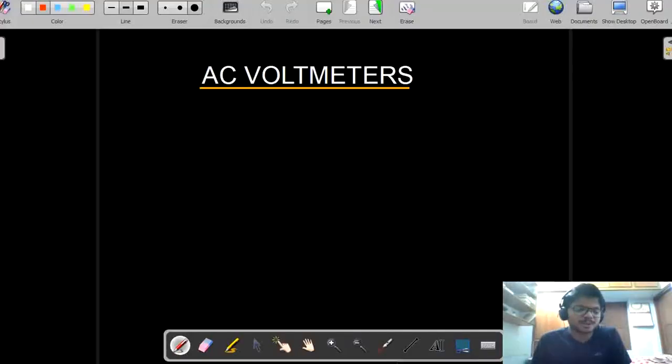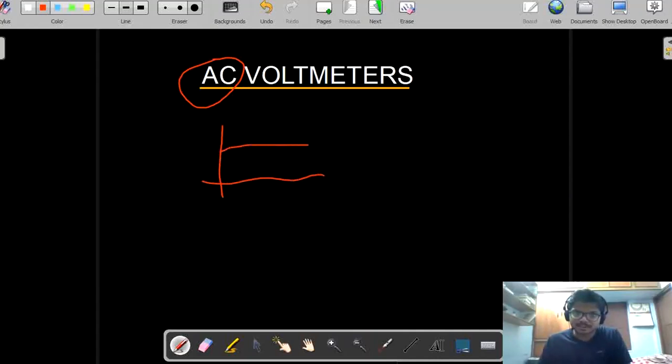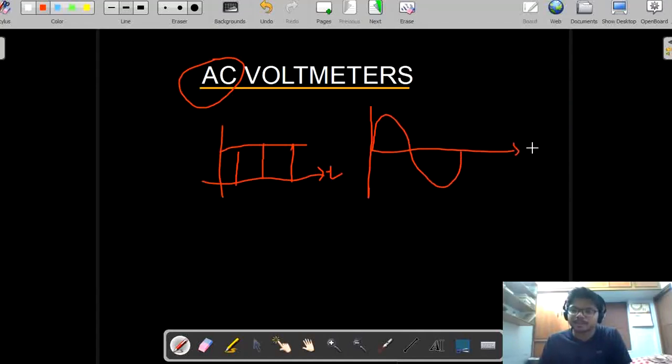Guys, until now we have completely discussed the concept of DC type voltmeters. Now we are going to study AC type voltmeters. Think once, what is a DC? DC is a signal which does not vary with respect to time. At any point the value of the DC is constant. Then what is AC? AC is the signal which varies continuously with respect to time.